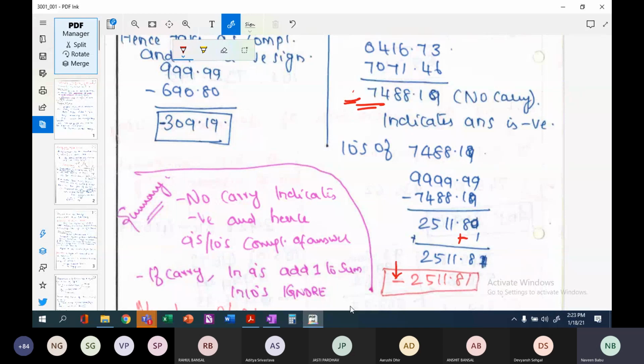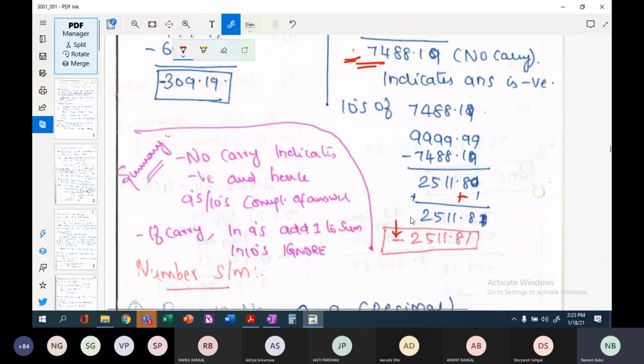Okay. So to summarize, no carry indicates that it is a negative number, and hence in both nines and tens complement you will have a negative answer. If there is a carry, then in case of nines complement, you add 1 to the sum. In case of tens complement, ignore the carry. So this is a simple rule that you need to follow to perform nines and tens complement subtraction.